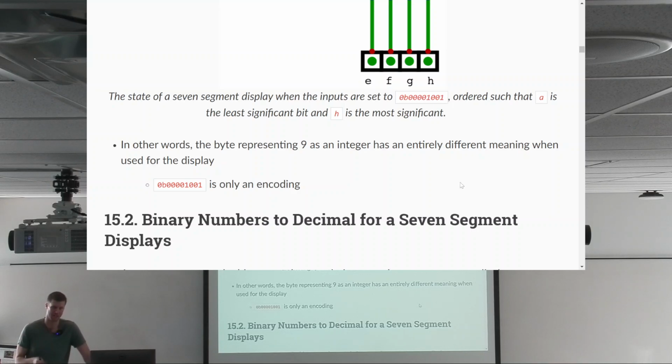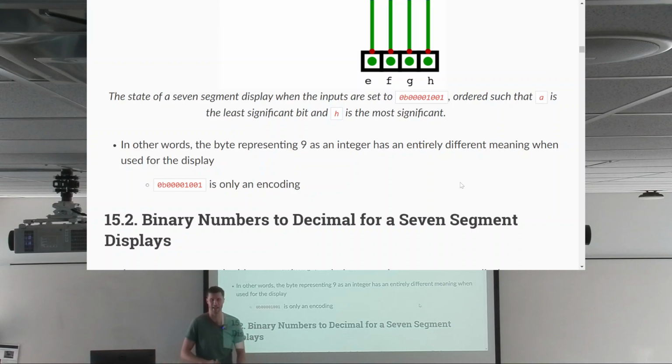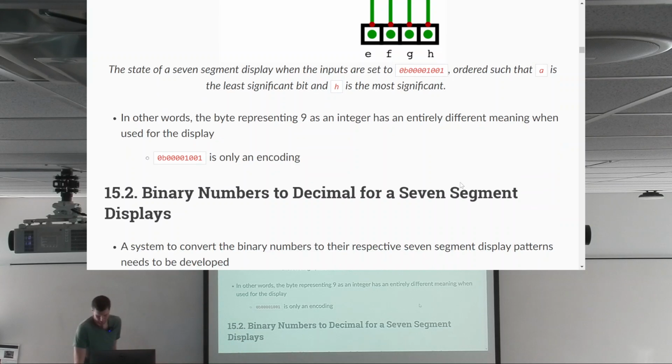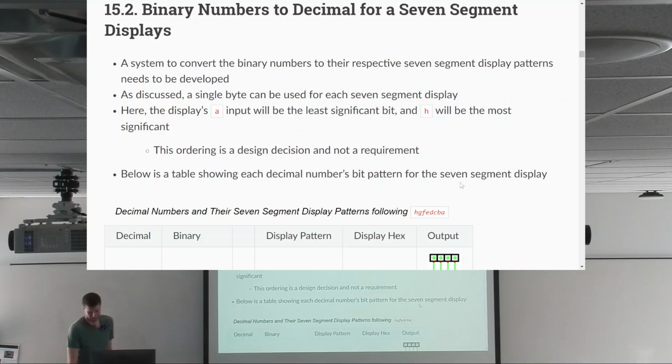Remember, 0001001, it's an encoding of something. How do we decode it? Well, it's a number, and this is a funny one because, okay, it's an integer. It's the integer 9, yes. But to decode the integer 9, we still have different rules on how we decode it based on the context.